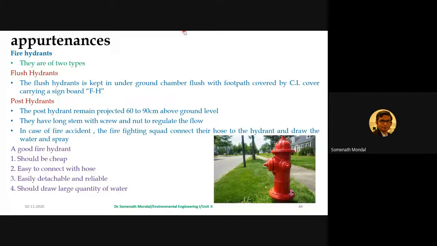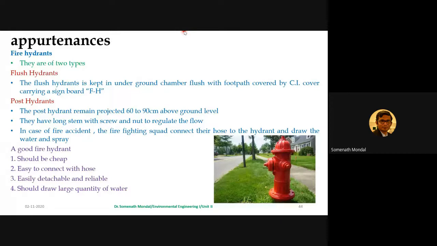So before going into flash hydrants and post hydrants, let me talk about a good fire hydrant. When we say good, what sort of characteristics should it have? Fire hydrants should have the following characteristics, which have been mentioned at the bottom of the slide. You can check them. It should be economically less expensive, because that would significantly affect the overall cost of construction or cost of the project.